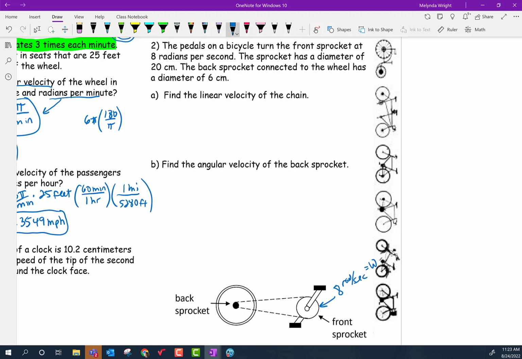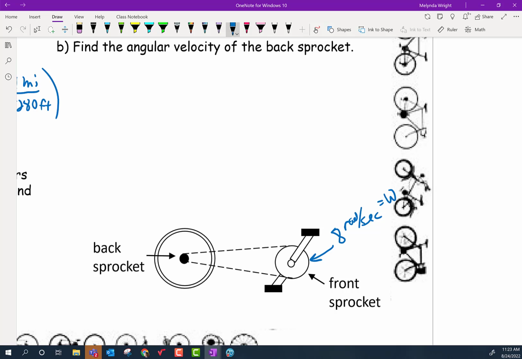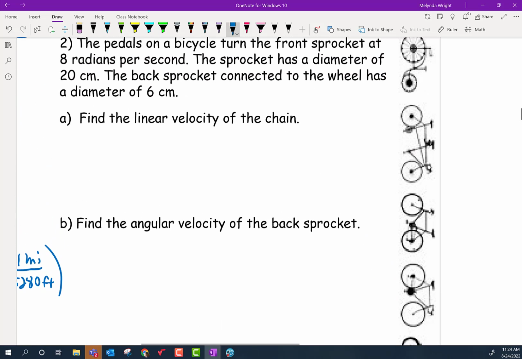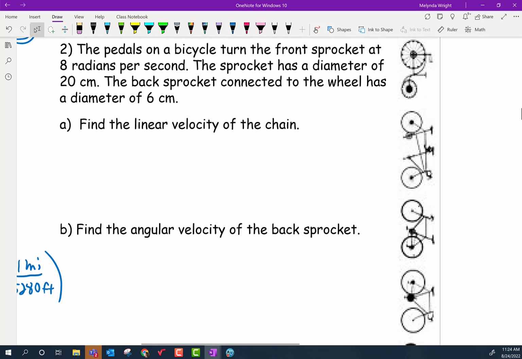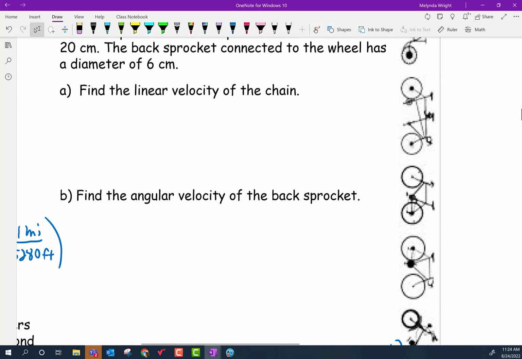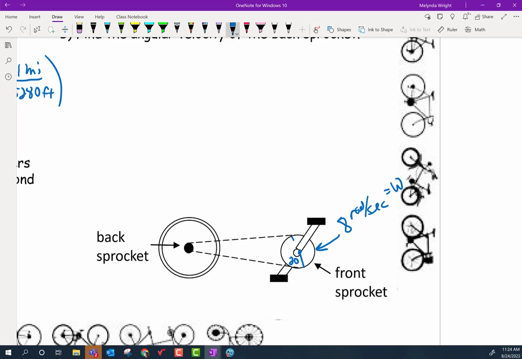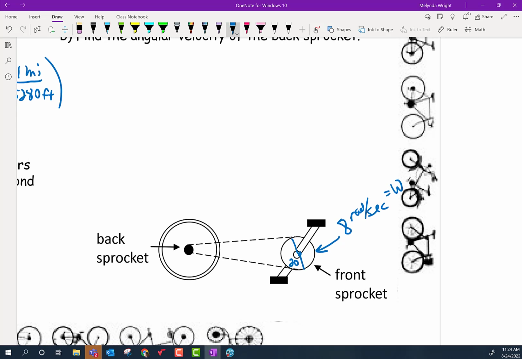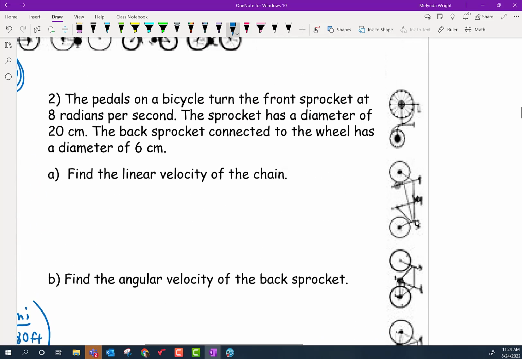The front sprocket has a diameter of 20 centimeters. So this is 20 centimeters. The back sprocket has a diameter, it's diameter, not radius. Ooh, about got us, right? I need to go all the way across. This diameter is 20, and this diameter is 6. So that's the information that they gave us.